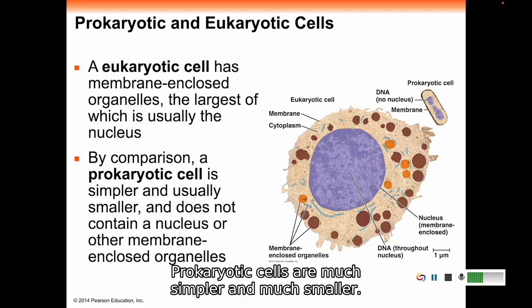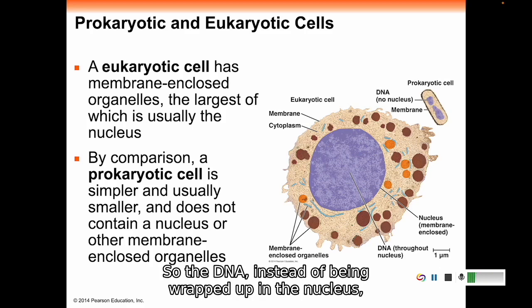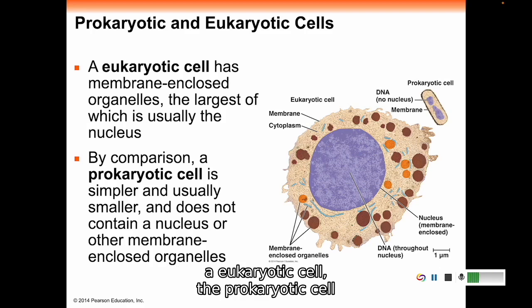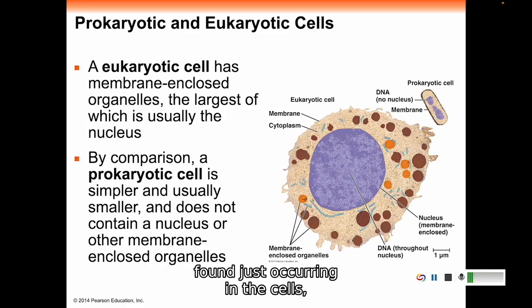Prokaryotic cells are much simpler and much smaller. They don't have a nucleus, they don't have organelles, so the DNA, instead of being wrapped up in a nucleus like a eukaryotic cell, the prokaryotic cell has DNA just floating through its cytoplasm. All the jobs that an organelle does are going to be found just occurring in the cell membrane or in the cytoplasm.